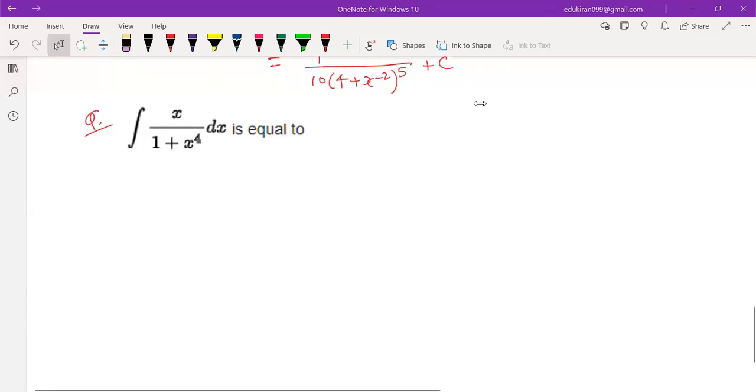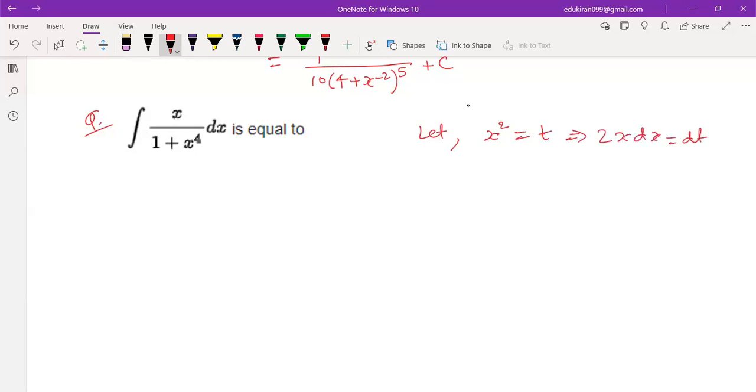Shabazz, we don't need to multiply and divide by x cube. Instead of that, we can directly substitute here. The first substitution would be: let x square is equal to t. So when you do this, you will get 2x dx is equal to dt. And the question changes to x dx is dt by 2, and 1 plus x to the power 4 is 1 plus t square. Now you can tell what is the integration of dt by 1 plus t square. Do you remember?